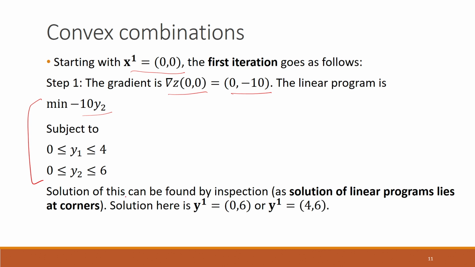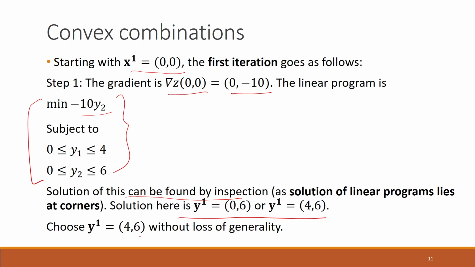The solution of this can be found by inspection, because this is a small linear program, so the solution lies at one of the corners. When you do that, you will find that there are two candidates for the optimum solution, either 0 comma 6 or 4 comma 6. In this case you can pick any one of them. Suppose, without loss of generality, let us choose 4 comma 6 here. So this is the point y.